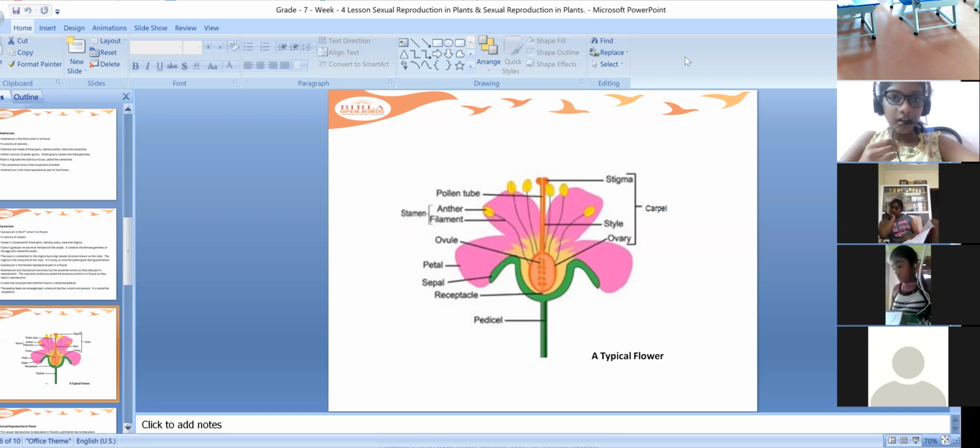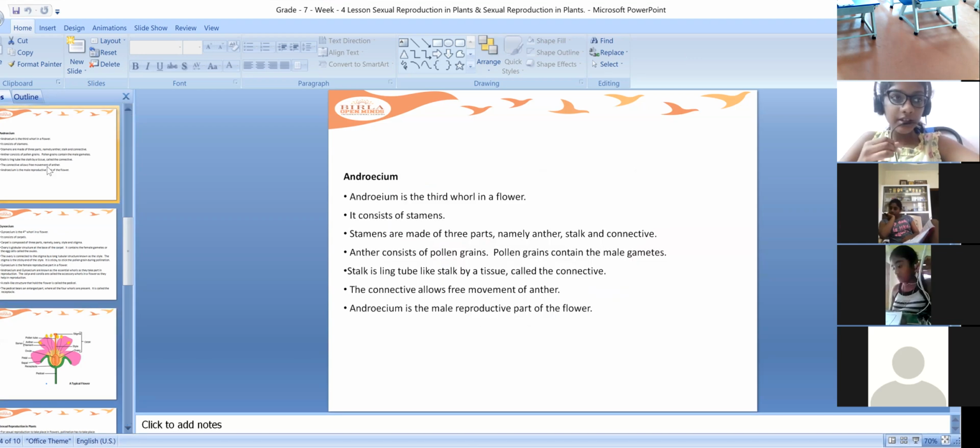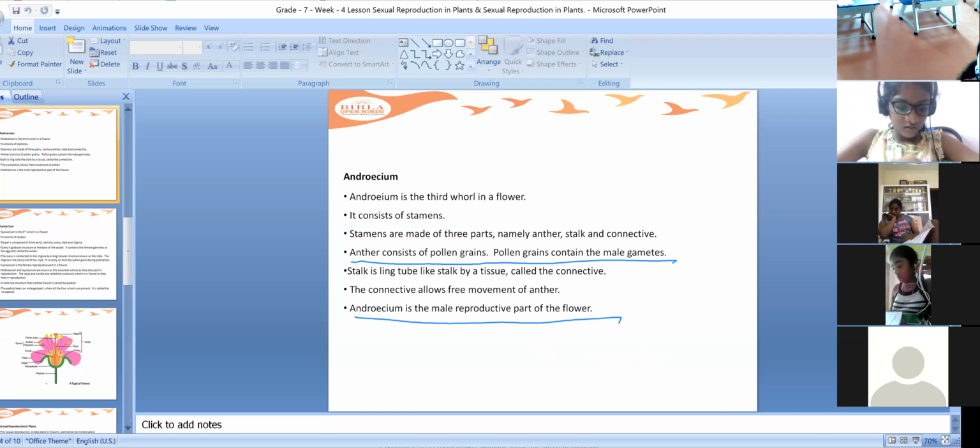Actually, ma'am, the androecium consists of stamens. Androecium consists of anther, which consists of pollen grains. Pollen grains contain the male gamete. So that's why androecium is the male reproductive part of the flower. The male reproductive part is the pollen grains which are present here. You can see in this picture.